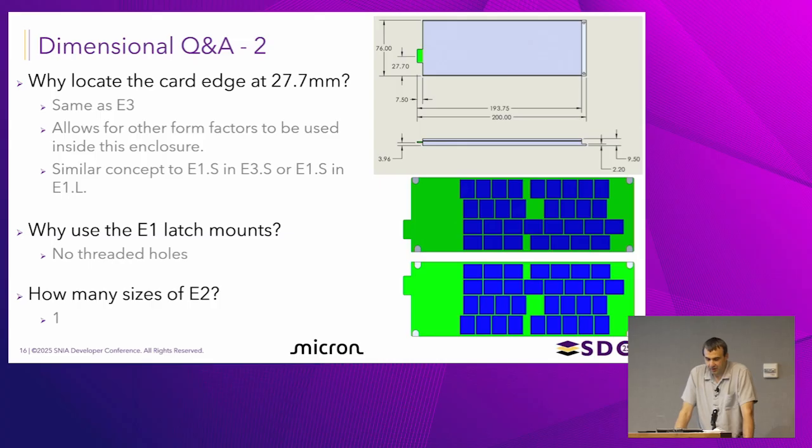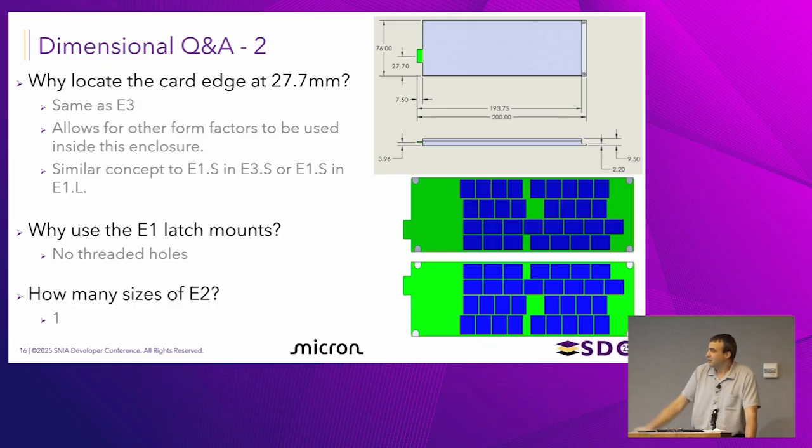Why did we locate the card edge at the 27.7? This is the exact same as the E3. This actually comes from an E3 concept that was introduced in the 2.0 spec of E3, where the E3.S could actually fit an E1.S PCB inside that form factor. So this is stealing from that concept where I could stick an E1.S in here if I really wanted to. I don't recommend that. But I could also stick an E3.S. I could also stick an E3.L. The only form factor I can't do is E1.L because it would stick out by about another 4 inches.